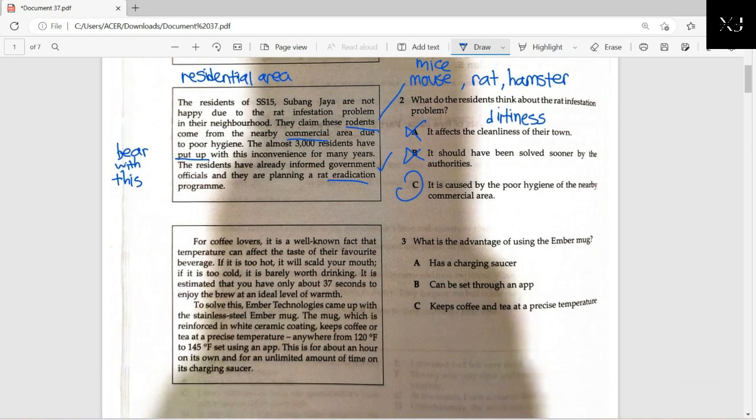Okay? Alright, number 3. For coffee lovers. Ooh, anyone a coffee lover here? I'm not though, but I love to smell coffee.